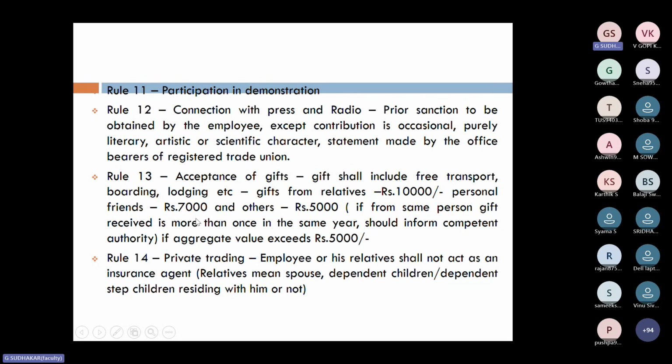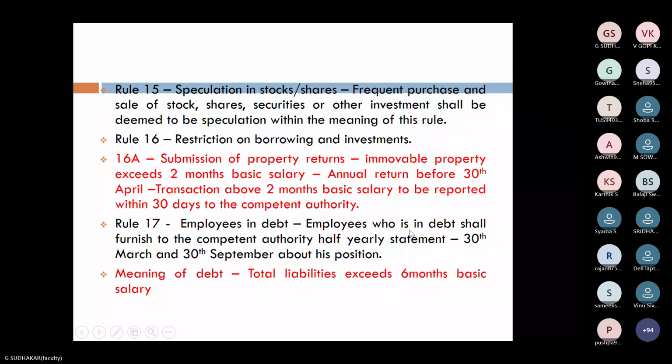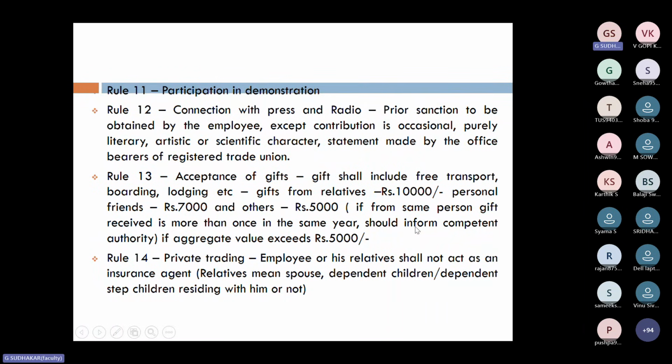If from the same person, gift received is more than once in a time, you should inform the competent authority if aggregate value is more than 5,000. If aggregate value is more than 5,000, then you have to inform the competent authority that I have accepted a gift from this person and the amount is so and so, in a closed cover or through some mail, to your higher official. This is very important. Note down the amounts, 10,000, 7,000, 5,000. Aggregate amount, if it exceeds 5,000, you should inform the competent authority. This is a very important question.